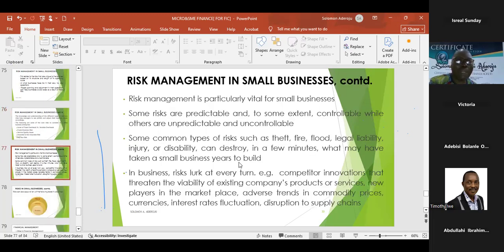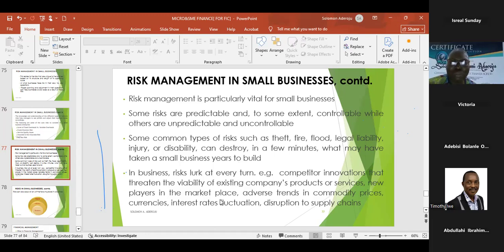So what are the risk management measures, particularly for the small business? You have to really look at the risk involved and how you can control it. There are some risks that are not controllable, but you can only manage them, like external risks that we have mentioned. Theft, fire, flood, legal liability, injury, disability can destroy in a few minutes what may have taken a small business years to build. In business risk, look at every turn.